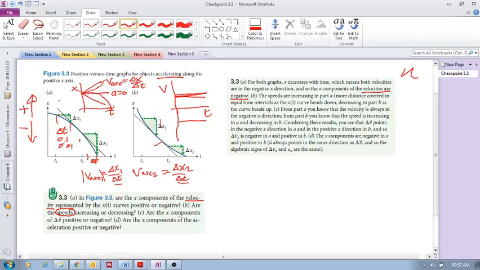Are the x components of delta v positive or negative? Okay, now we're talking about a vector. Delta v is a vector. Okay, so we know that the velocity, now we're talking vectors. In the previous one we were looking at speeds. Now we're looking at vectors.